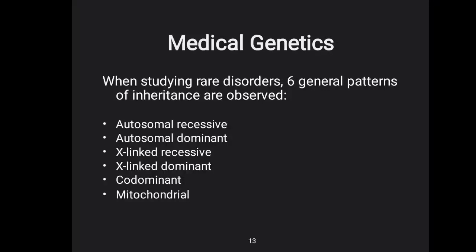So let's begin the video with a new topic, that is medical genetics. When studying rare disorders, 6 general patterns of inheritance are observed, that is autosomal recessive, autosomal dominant, X-linked recessive, X-linked dominant, codominant and mitochondrial inheritance pattern.